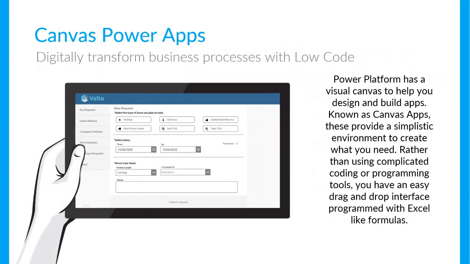So the first thing I want to talk about are Canvas Power Apps. If you watched any of our previous webinars, we've talked a lot about Canvas Power Apps in the past, and they do play a major part in the Power Platform. The purpose of a Canvas app is that it digitally transforms business processes with low code. What that means is that you can build applications and you don't need to be a full stack developer or web developer to understand how to write code. When we're talking about low code, the types of formulas used in Canvas Power Apps are very similar to Excel-based formulas.